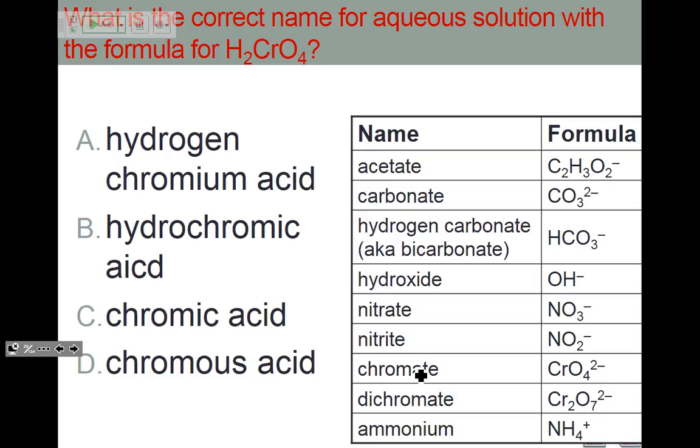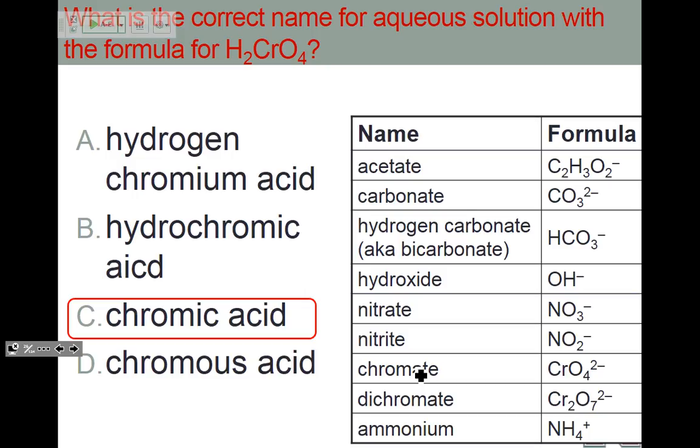So looking at this one, H2CrO4, again, what we're looking at is a polyatomic ion. So we have CrO4, that's our CrO4 2-, that's our chromate. So that's going to be chromic acid. And again, we don't put the hydro in front of the name when it is a polyatomic ion. Only when it's a binary acid do we put the hydro first.